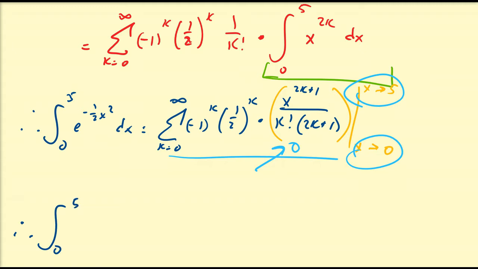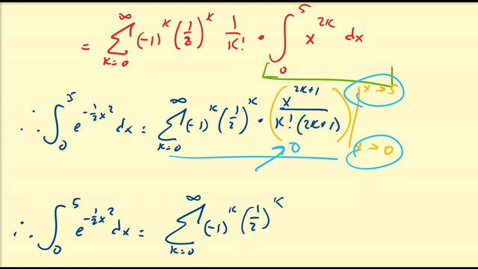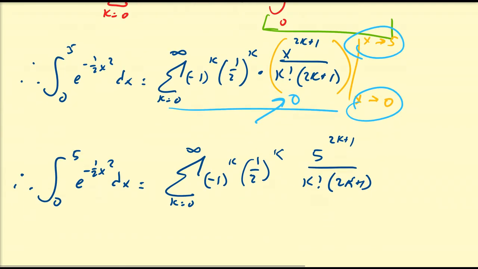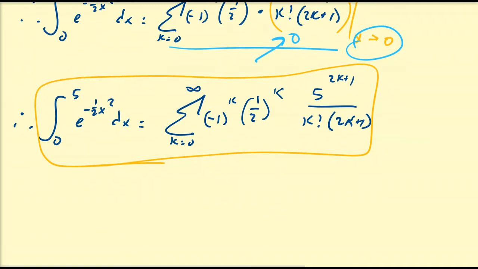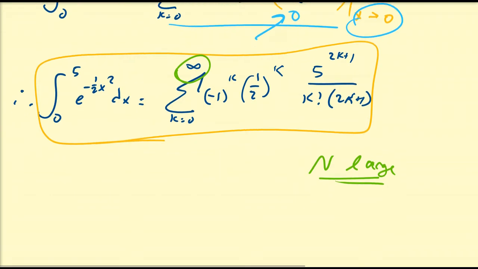So we have the integral from 0 to 5 of e to the minus 1/2 x squared dx equal to the sum from k equals 0 to infinity of negative 1 to the k, 1/2 to the k, times 5 to the 2k plus 1, all over k factorial times 2k plus 1. Using your integral test for convergence, or your comparison test and limit test and so on, you can find that this series definitely does converge to something. So I can choose an arbitrarily large number n, like 1,000,000 or 1,000, depending on what type of accuracy you want.